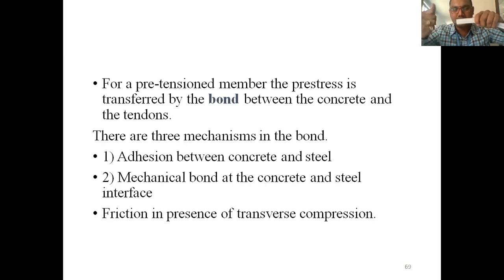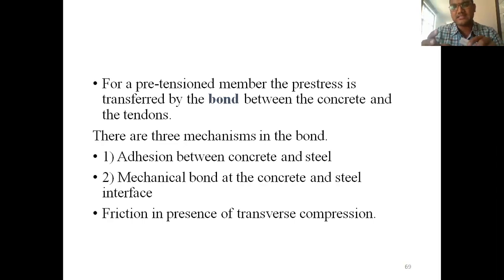As a bond condition, if I pull, it will try to bend. Whatever, it will try to show its behavior, right? So bonding between the strand and the concrete is always a must. Then only the load transformation takes place. Okay. So for a pre-tensioned member, the pre-stress is transferred by the bond between the concrete and the tendon. You don't need to mention bonding again, right?